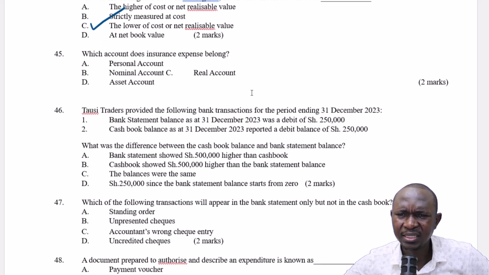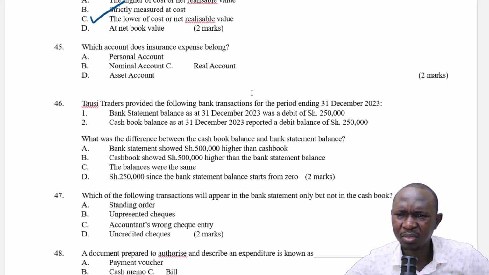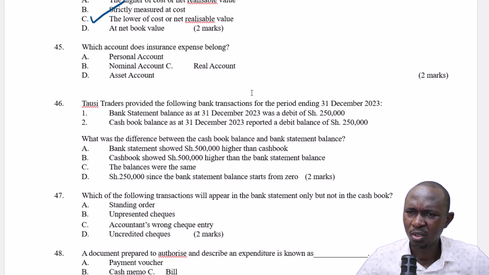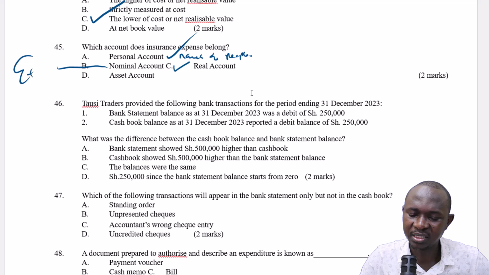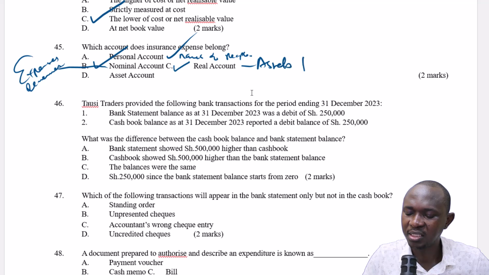Which account does insurance expense belong to? Is it personal account? No. Personal accounts involve names of people, like debtors. Nominal account, yes. Nominal account is made up of expenses and revenues. So this could be the correct account as well. Then C, real account. No, real account is about assets, tangible.